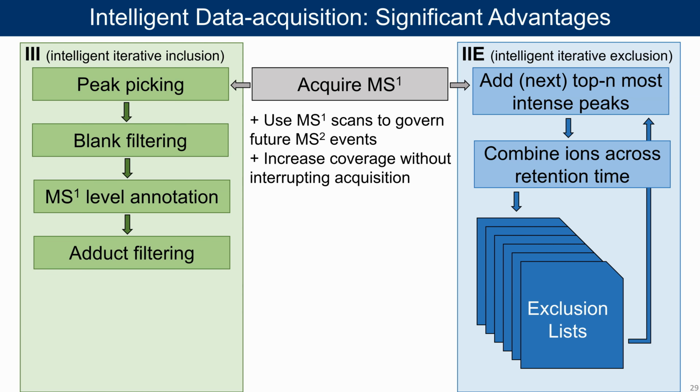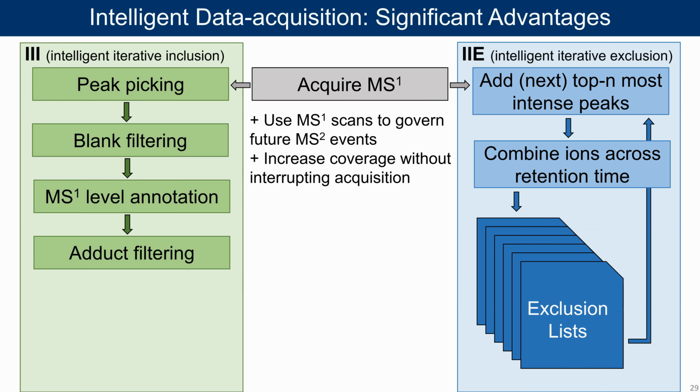In the iterative inclusion or intelligent iterative inclusion process, or III, now we're looking just for those ions that would be of most interest to get fragmentation from. So it's a slightly different philosophy. In this case, we're using XCMS for peak picking, and therefore we're reducing the ions we select only to those that form nice peaks. Then we're using blank filtering, which is going to remove any ions for selection for fragmentation that are just from background noise, such as from the instrument or solvent, etc.